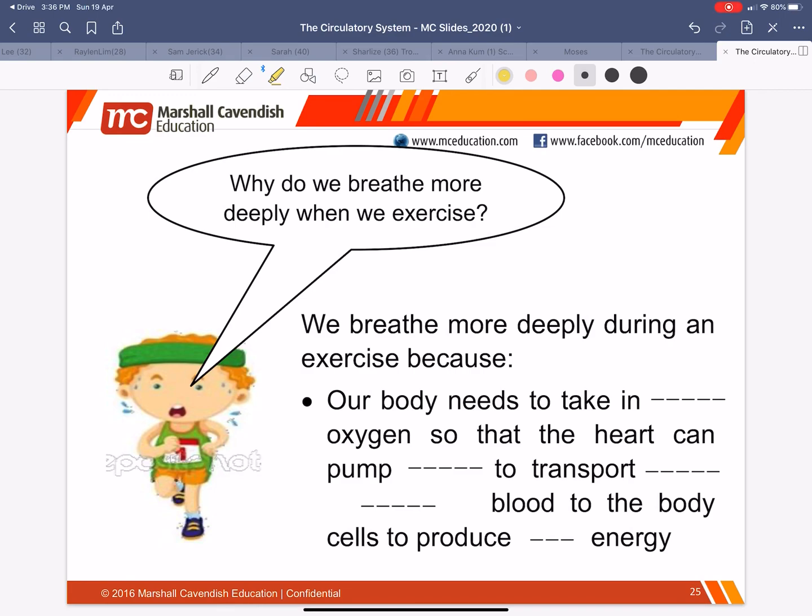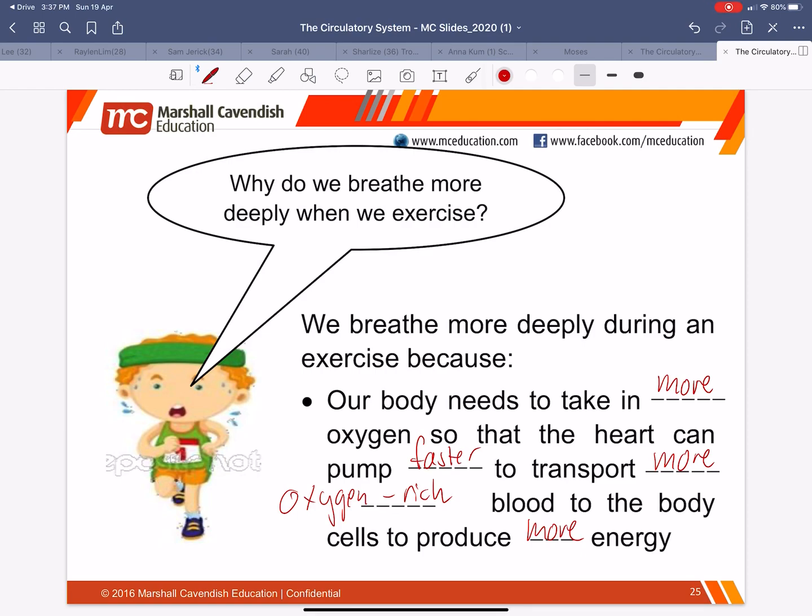Now, why do we breathe more deeply then? Right? Recall, we need oxygen, so it cannot just be your circulatory system working harder, your respiratory system also needs to work harder in order to take in more oxygen. So our body needs to take in more oxygen so that the heart can pump faster to transport more oxygen rich blood to the body to produce more energy. So as you can see, the word more is very important.